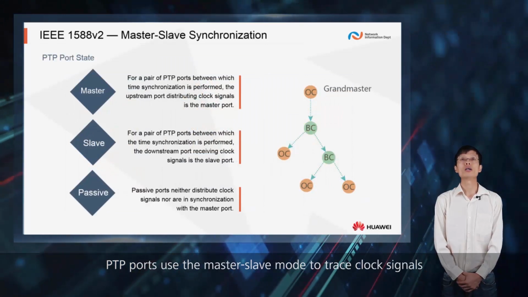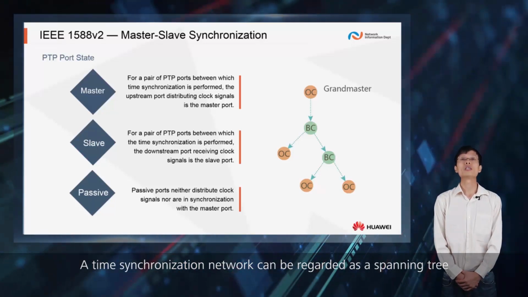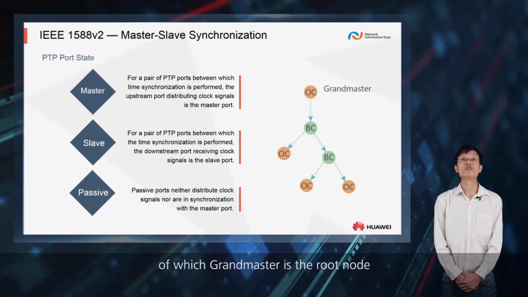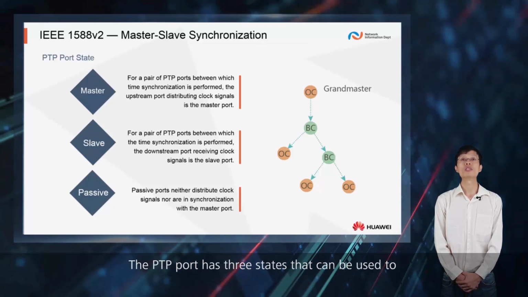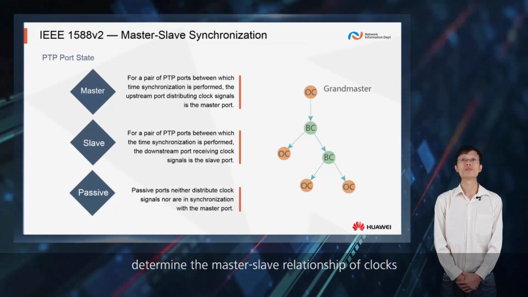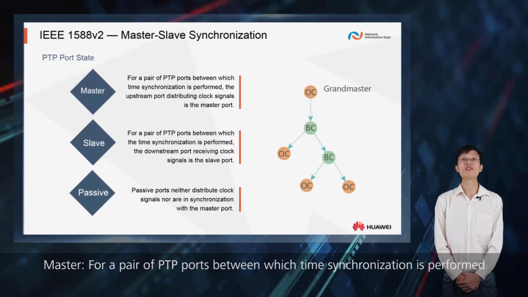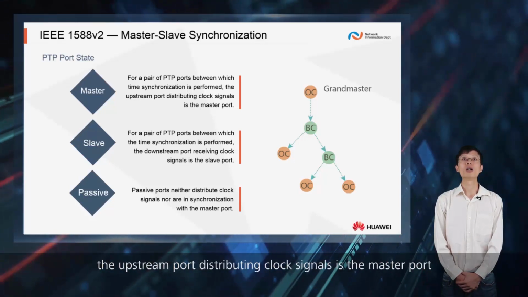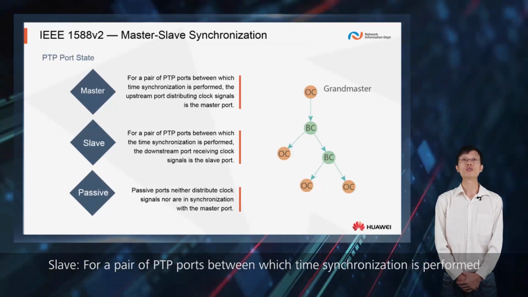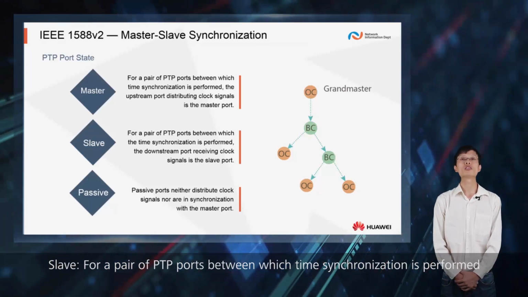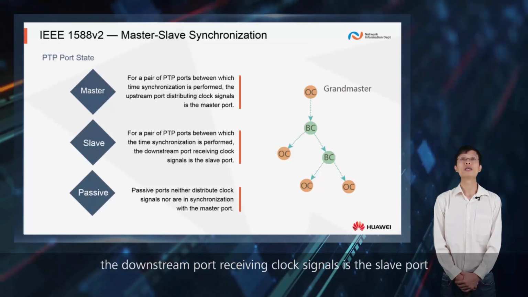PTP ports use the master-slave mode to trace clock signals. A time synchronization network can be regarded as a spanning tree, of which Grandmaster is the root node. All nodes on the network are synchronized with Grandmaster. The PTP port has 3 states that can be used to determine the master-slave relationship of clocks. Master: for a pair of PTP ports between which time synchronization is performed, the upstream port distributing clock signals is the master port. Slave: for a pair of PTP ports between which time synchronization is performed, the downstream port receiving clock signals is the slave port.